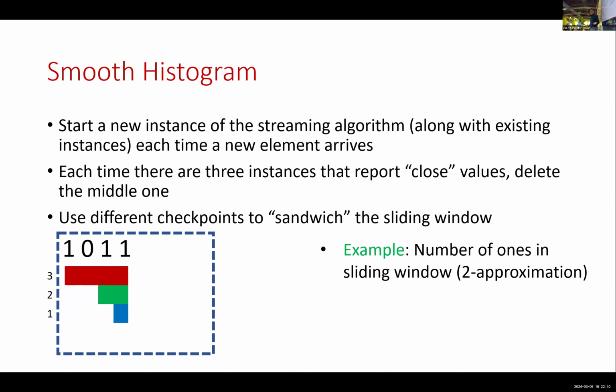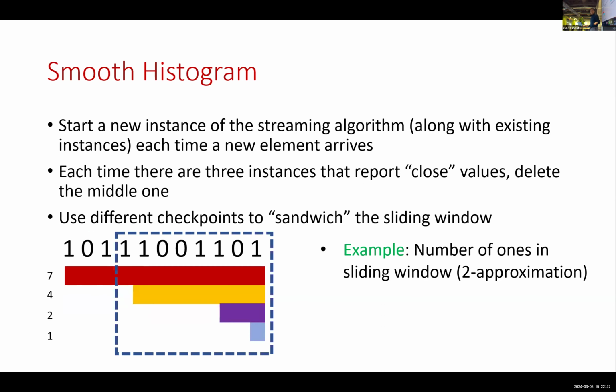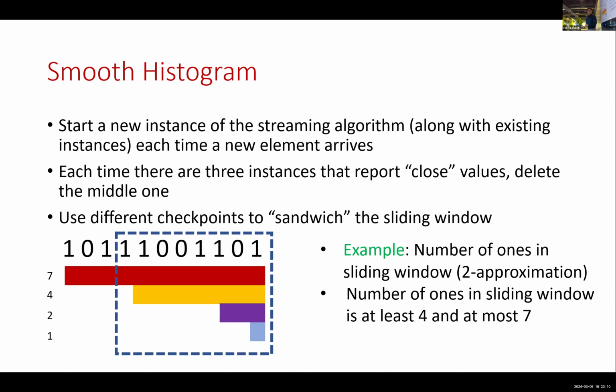Okay, so we'll see more bits. We'll start more algorithms. We'll delete ones that are extraneous or redundant. And at the end, we'll have, let's say, this stream. This is our sliding window. This is some algorithm that starts before the window. This is some algorithm that starts after the window. They're going to be within a factor of 2 because that's how we chose to delete the algorithms. And so if we choose either of these 2 algorithms, they'll be within a factor of 2 of the true number of ones in the window.